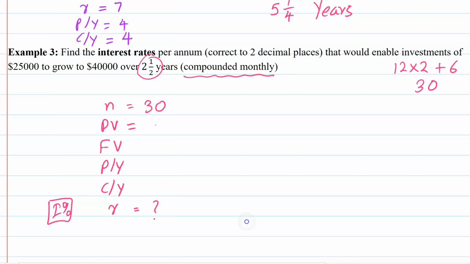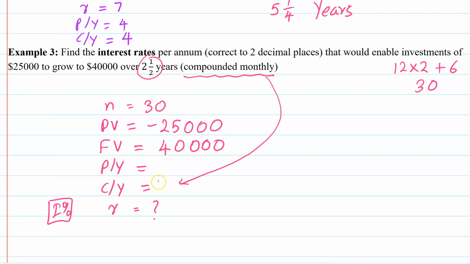Present value, well, it's negative $25,000, and future value becomes that. So I need to find the interest rate where $25,000 is going to grow to $40,000 in 2.5 years. Well, how many times I compound? It's monthly. Hence you can say it's 12 and 12 there.